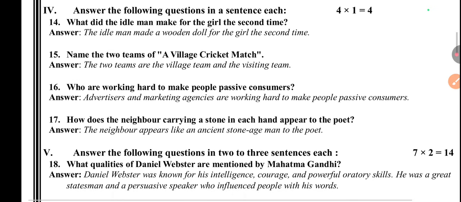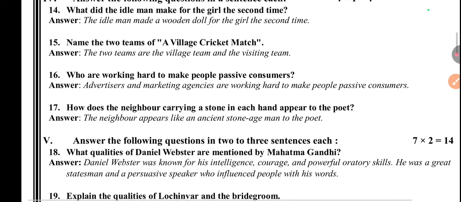Question main number 4. Answer the following questions in a sentence, each carrying 1 mark. Total 4 questions are there for 4 marks. 14th one. What did the idle man make for the girl the second time? The idle man made a wooden doll for the girl the second time.